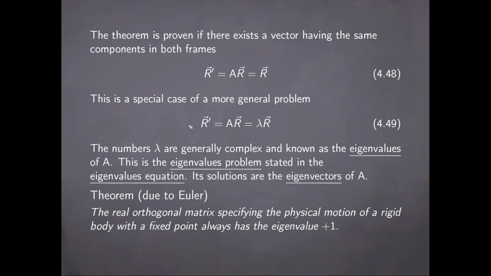The equation here states the eigenvalue problem in the form of the eigenvalue equation, and its solutions are the eigenvectors of the matrix A. In this language, we can recast Euler's theorem as follows. The real orthogonal matrix specifying the physical motion of a rigid body with a fixed point always has the eigenvalue plus 1.